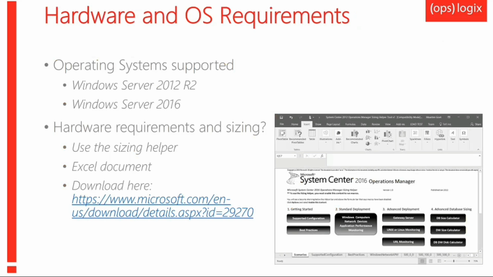Now, there are hardware and operating system requirements. The operating systems that we support with System Center 2016 are 2012 R2 and 2016. And of course, Windows Server 2016 will be coming out directly alongside System Center, so that should be available day one. That's certainly a supported OS, and 2012 R2 is as well.